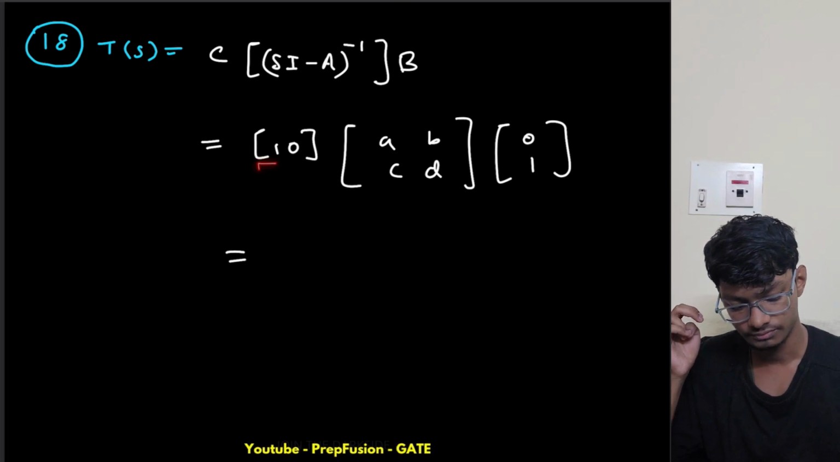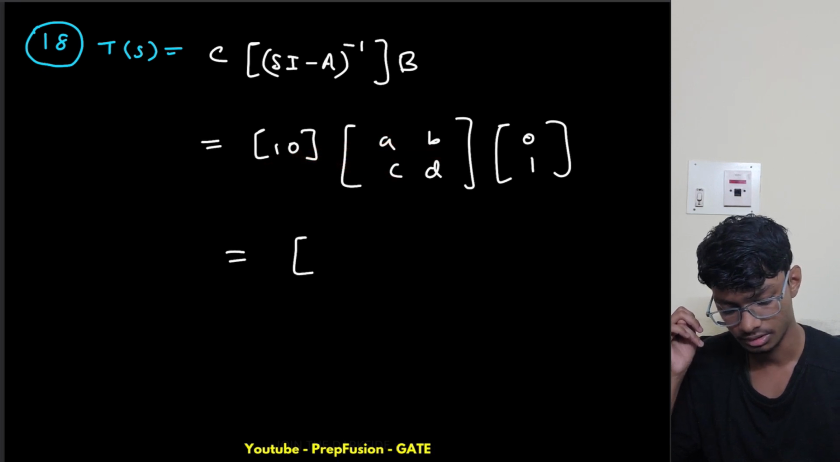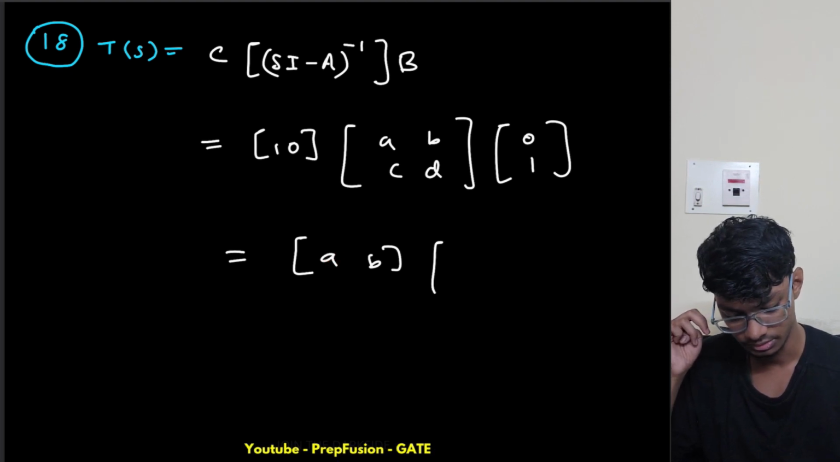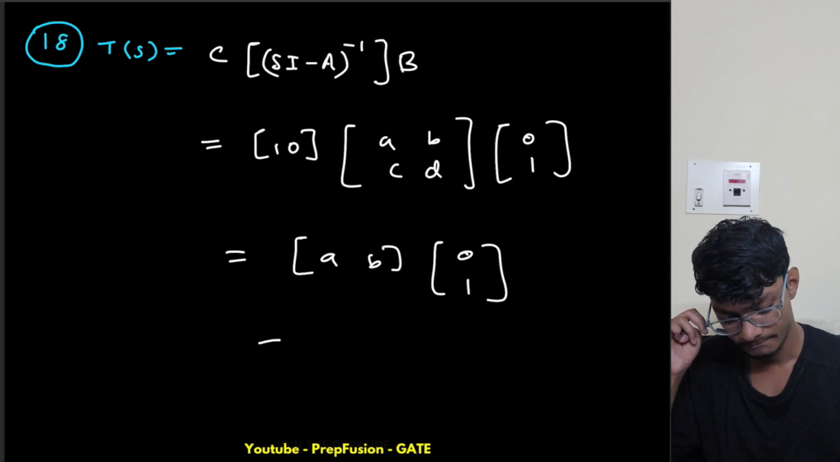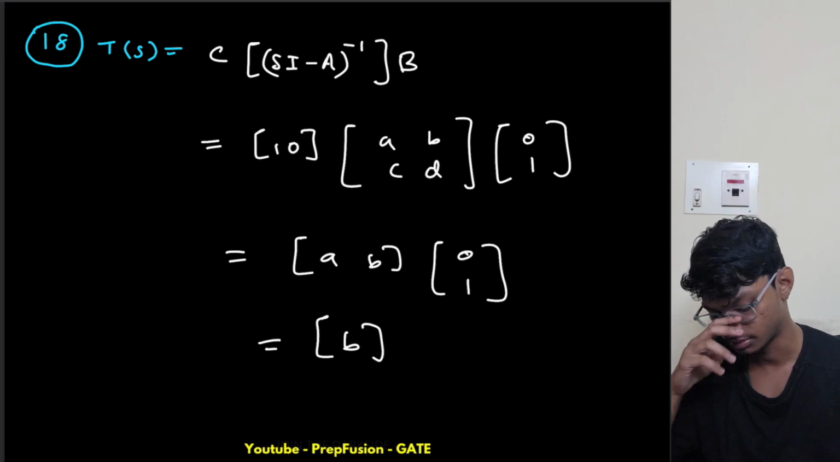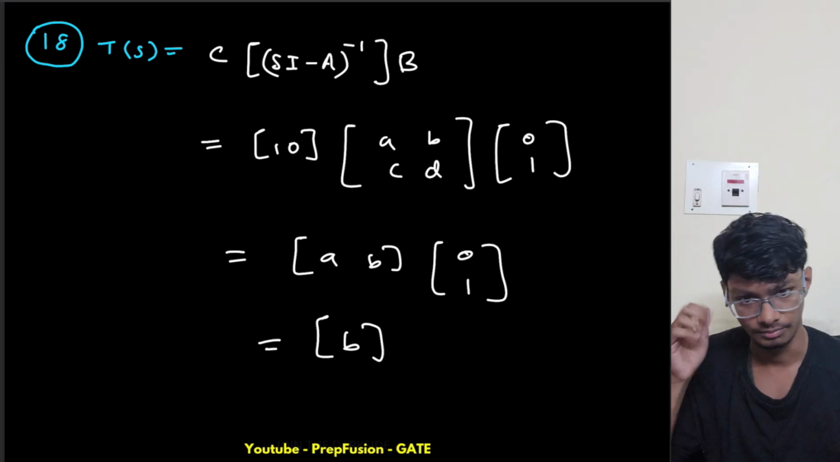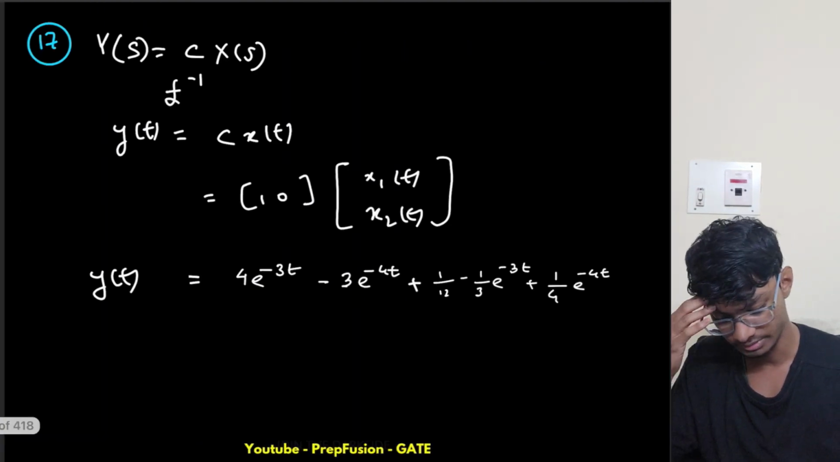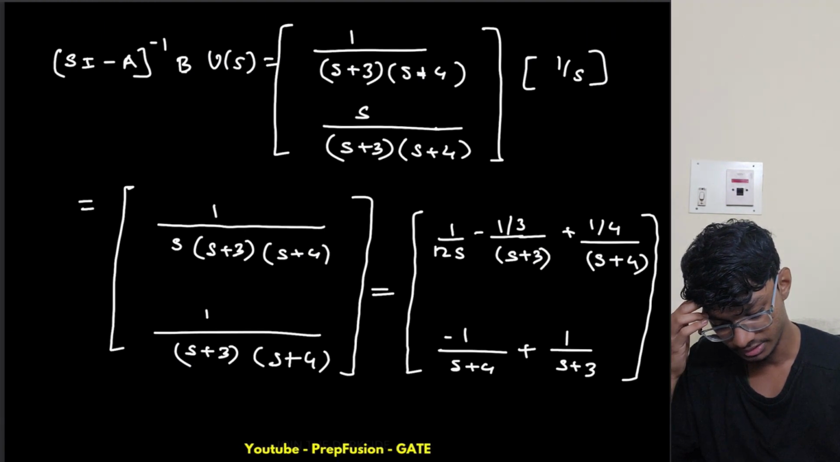So again, let me solve this one first. This will be just the first row, right? So 1 comma 0 times A, this is A only, and 1 comma 0 times B, so this is B only, so AB, and this will be the second column basically. So again, this times, okay, this is A times 0 plus B, so it is the second column only. So this is B only, to find the B value only. So what was the B in the sI minus A inverse? Let me copy the sI minus A inverse.